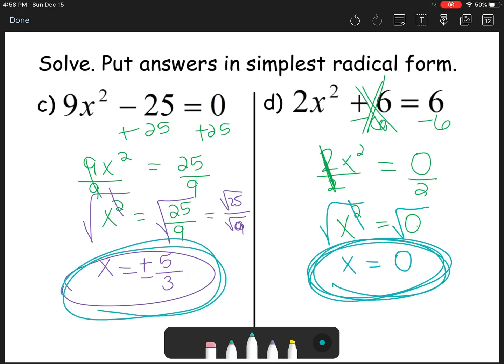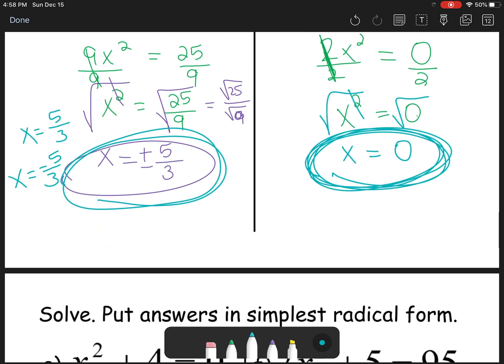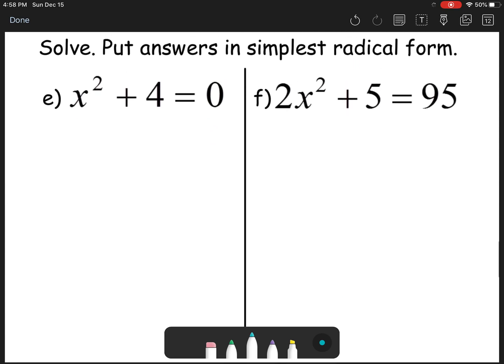So notice how on letter C we had two solutions. x could be a positive 5/3 or x could be a negative 5/3. But on letter D we just have this one solution of 0. 0 is the only value that we could plug in to make that equation true. And that's what we're doing when we're looking for x. We're trying to figure out the values we could plug in to make this equation true.